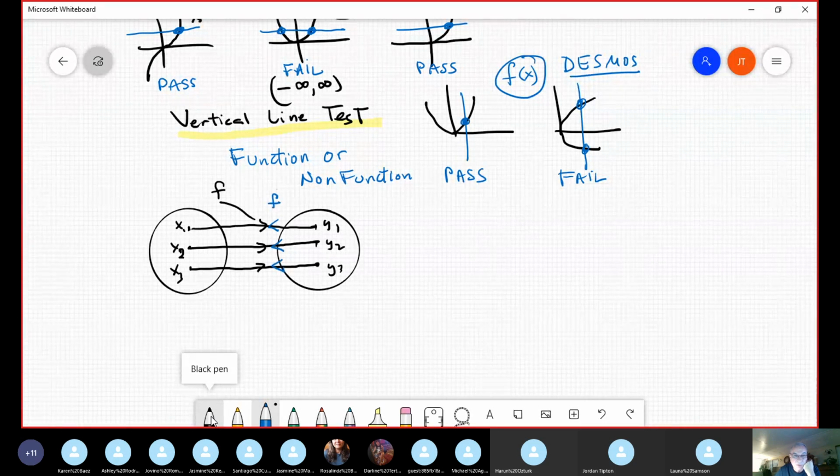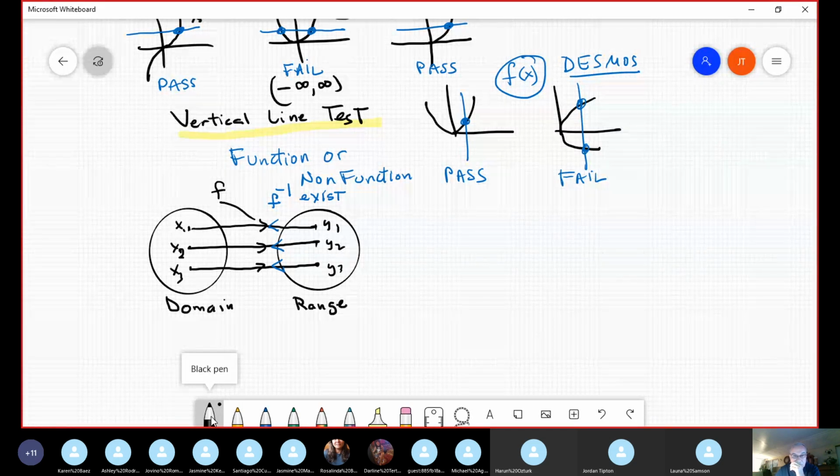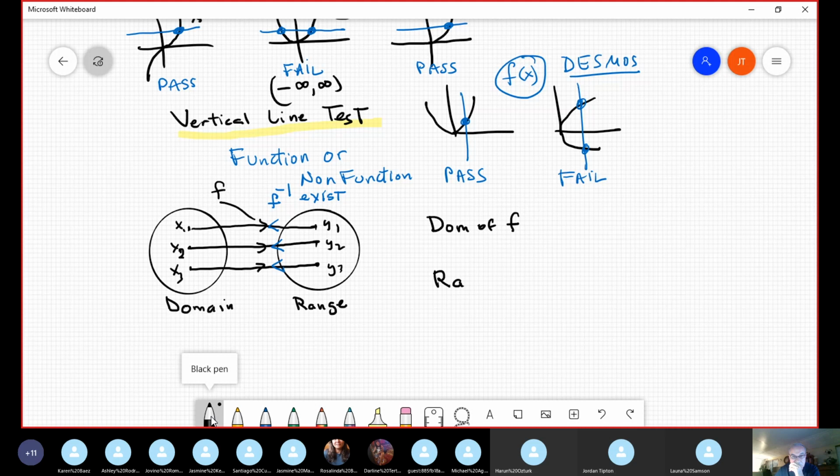And remember, the symbolic way to indicate the inverse is using a -1, but actually this -1 is not an exponent. It's a symbolic way to indicate the inverse. So the inverse function exists. Nice, beautiful. But remember, the domain is this set, and the range is this set. So it's the domain of the original function and the range of the original function. The domain of the original function is equal to the range of the inverse, because you interchange the sets.